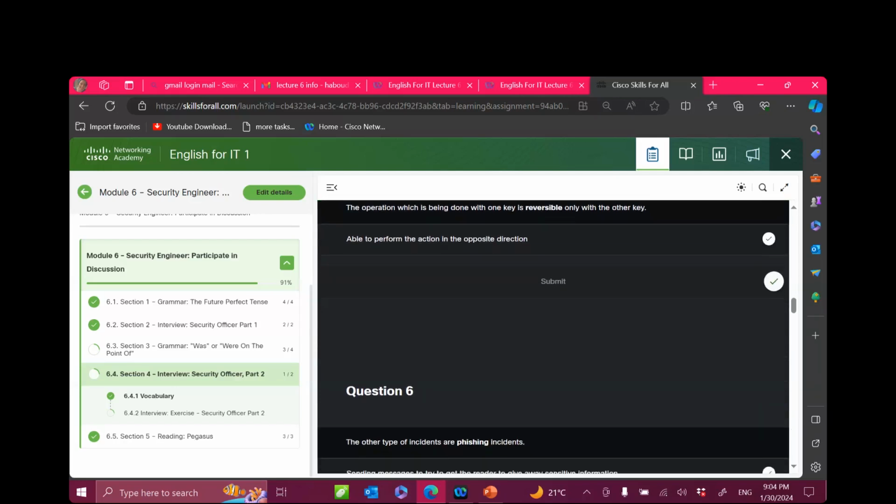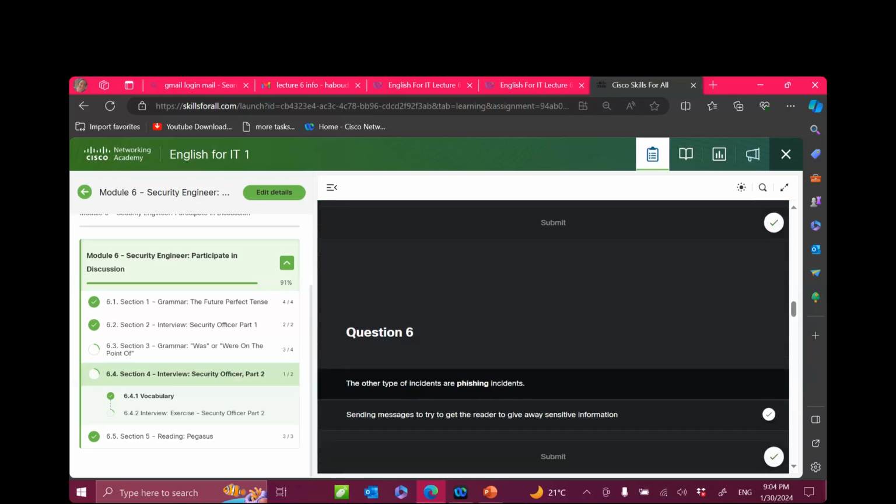Question 6. The other type of incidents are phishing incidents. أنا معناها إيه phishing incidents? Let's see. It means sending messages to try to get the reader to give away sensitive information. يعني إيه give away? Give away sensitive information يعني يفشي سر معلومات مهمة يعني. Okay? يبقى this is phishing incidents.